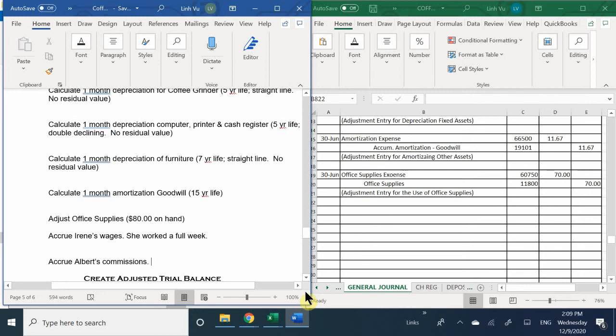We have accrue Irene's wages. She worked a full week. So this is because we're wrapping the end of the period. We need to close our accounts, and salaries and wages expense is a monthly cost that we have to incur. So this is where we need to expect that at the end of this month, this is what I'm going to pay for regardless. So this is why we have to accrue it.